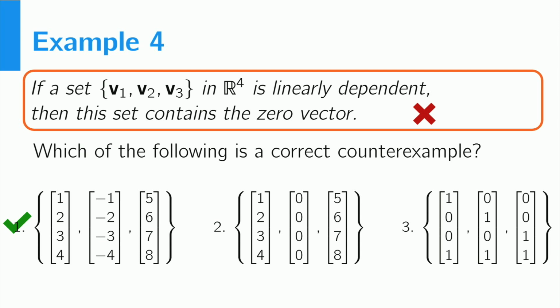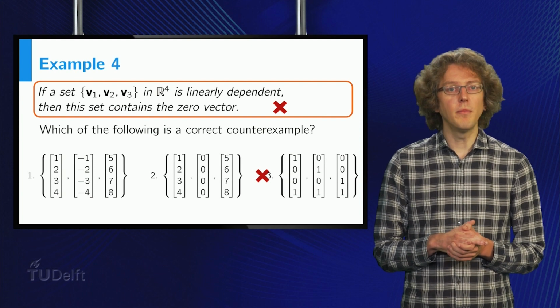This is not correct. The set is indeed linearly dependent. However, it contains a zero vector. Could you try again? This is not correct. The set does not contain the zero vector, which is good. However, these vectors are not linearly dependent. Could you try again?